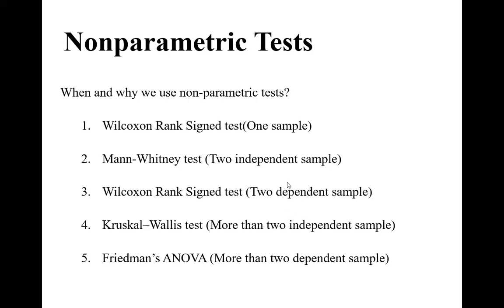Same as the Friedman ANOVA, an extension of the Wilcoxon signed-rank test, because here we are taking two dependent samples, but in Friedman ANOVA we can take more than two dependent samples. So this is about the concept of the non-parametric tests. Now I am taking a case study of each test and then explaining through SPSS. So, the one sample Wilcoxon signed-rank test.